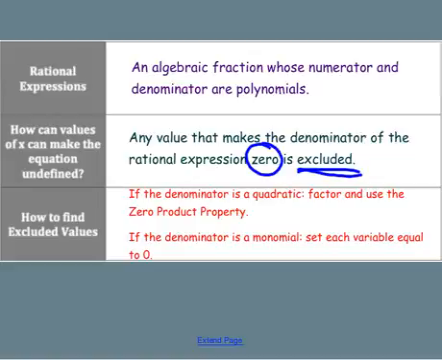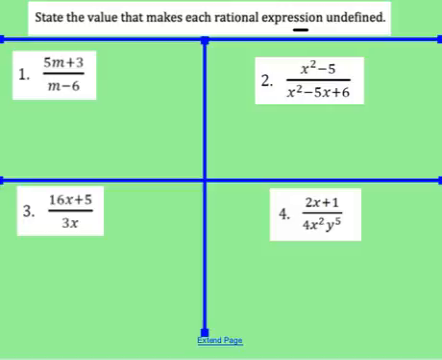So how do we find those excluded values? If the denominator is a quadratic, factor and use the zero product property. Meaning, factor, find two expressions and set them equal to 0. And if it's just a monomial, meaning it's just a variable, set each variable equal to 0. So let's have a look-see. State the values that make each rational expression undefined.